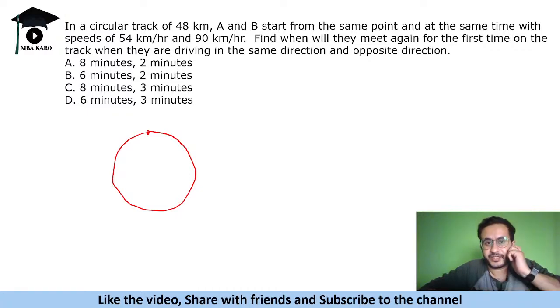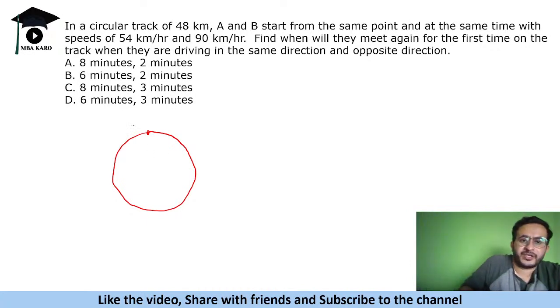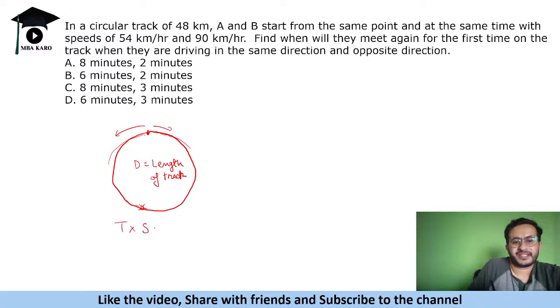Now let us understand the concept of meeting in a circular track. Okay, so let us say if two people are going in opposite directions, so this person covers certain distance, the second person covers certain distance, right? So the total distance is the length of track. D is equal to length of track, right? So in our time framework we say that time into speed is distance and distance is length of track, speed is A plus B, the sum of the speeds.